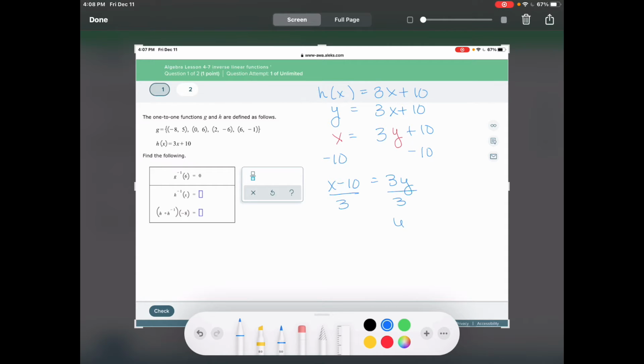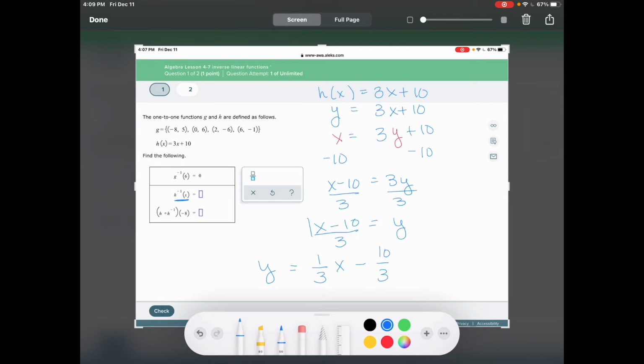And you can probably type x minus 10 over 3. Or you could put that as, this is the same thing, 1/3 x minus 10 thirds. And that equals y. I'm going to put that over there. And y is the same as the inverse of h of x. All right, so we have that. I need to type that in.